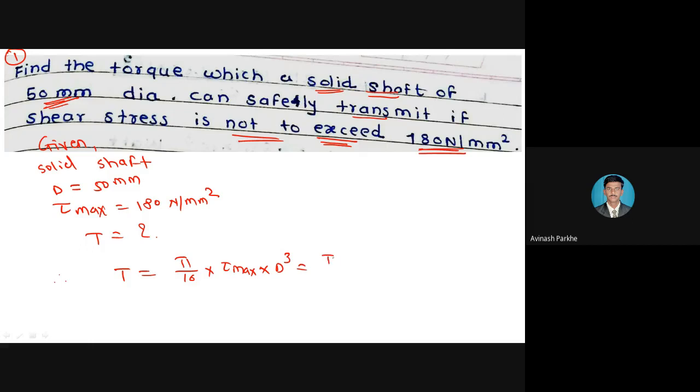So pi by 16 is the constant parameter, tau max is 180 and d cube means 50 cube. Therefore, you will get the torque value in Newton mm only, because maximum shear stress is given in Newton per mm square. The diameter is given as 50 mm, already in mm. So whatever you get, torque is equal to. Do the calculations and represent the answer in the chat box.